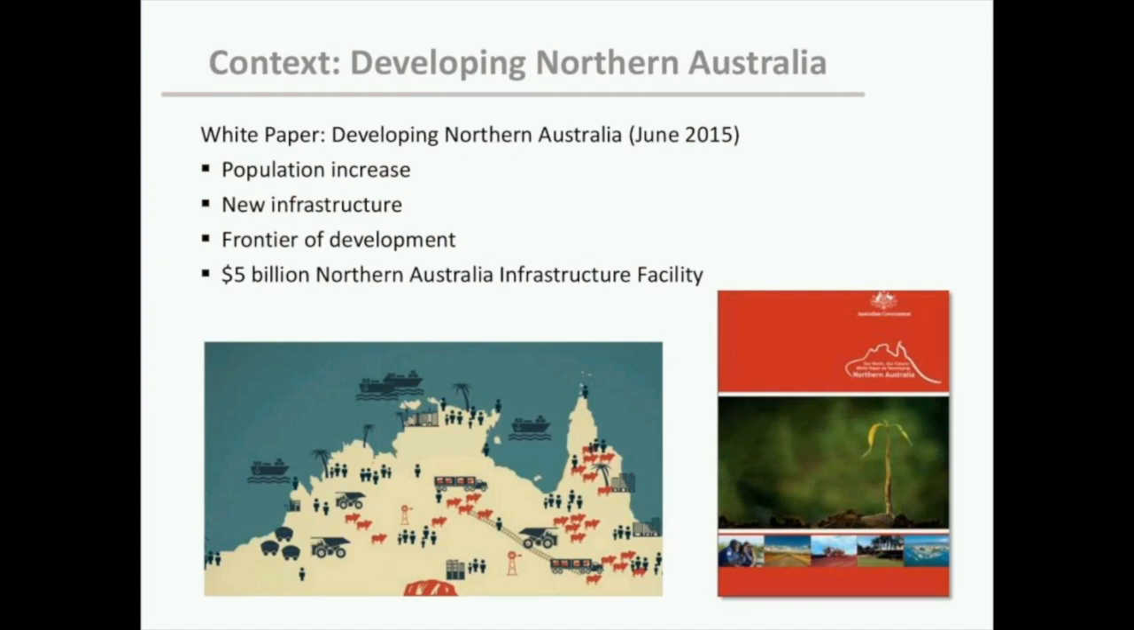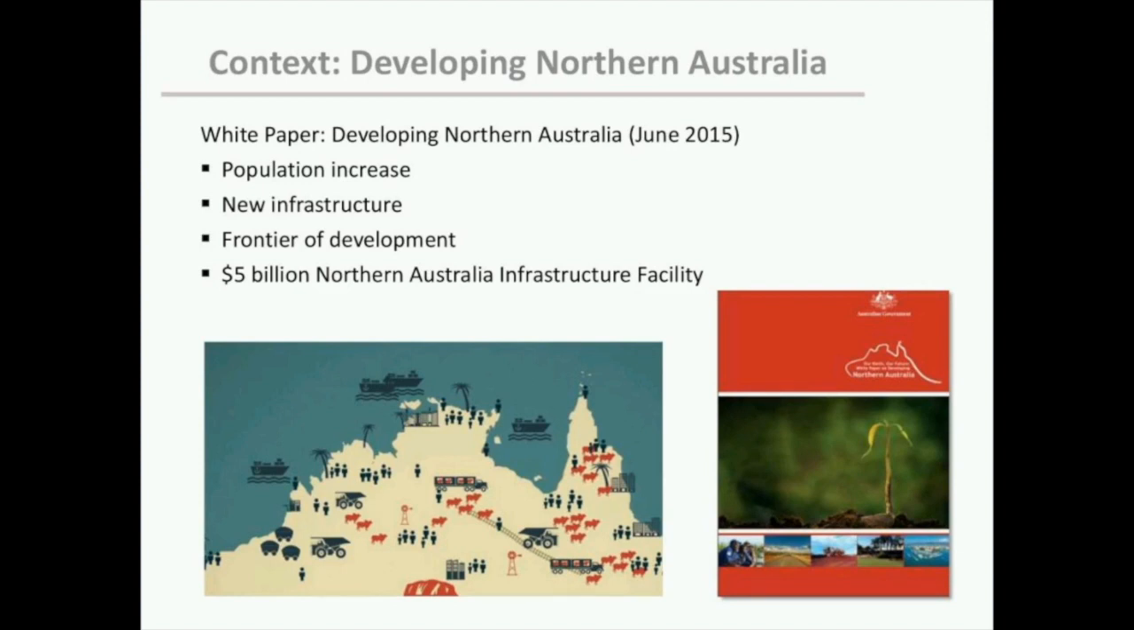So part of the context, I guess, is a recent interest in the idea of developing Northern Australia. There was a white paper released a couple of years ago by the government, and it talked about a focus on increased population and infrastructure for Northern Australia. Northern Australia was to be a frontier of development, and there's a $5 billion North Australian infrastructure facility to provide some concessional loans to encourage that development.